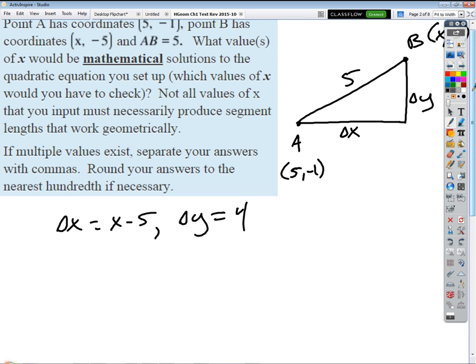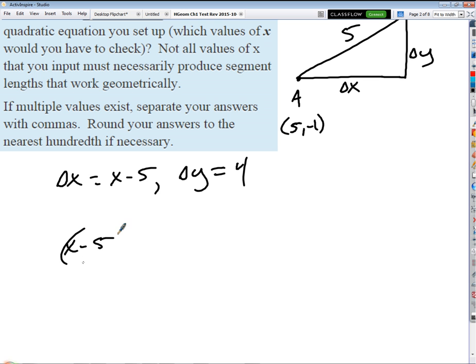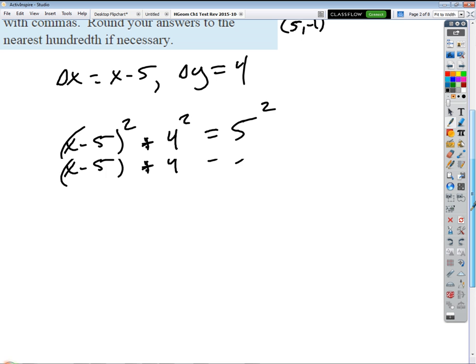Yeah, so we know that the distance is 5, so we know that delta x squared, so that's x minus 5 quantity squared, right? Plus delta y squared equals hypotenuse squared, right? Everybody agree? So all I've got to do then is solve that. Now, you guys, we haven't introduced some patterns yet. Do you know the pattern for multiplying out a binomial like this, for squaring it?